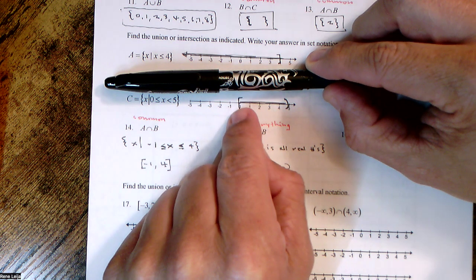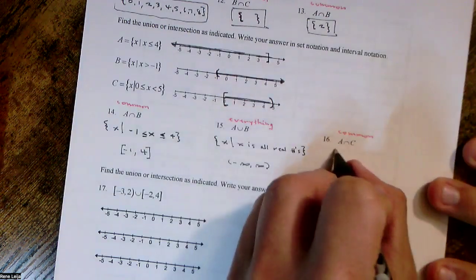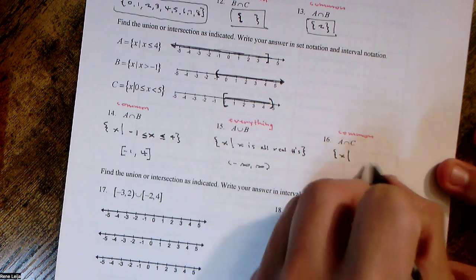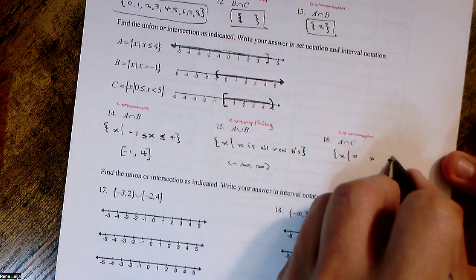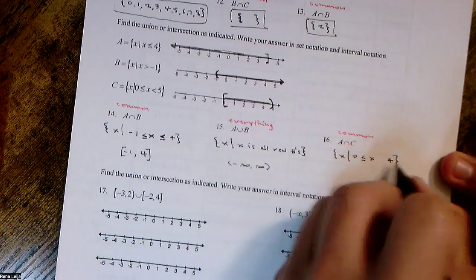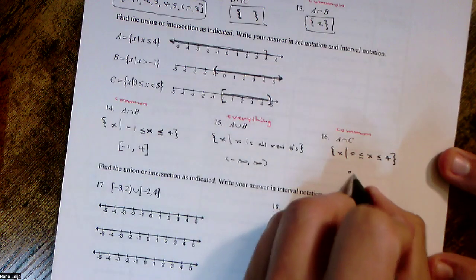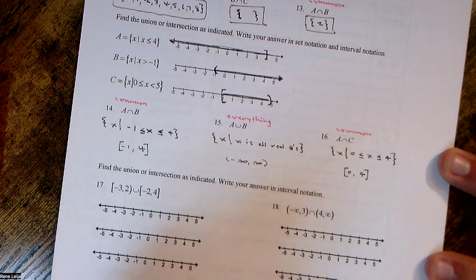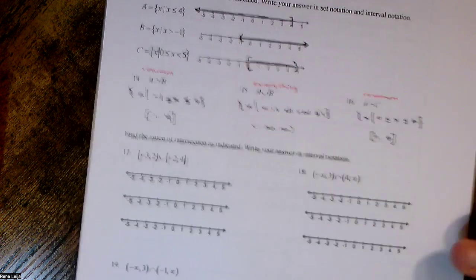So at 0, we have a bracket, and at 4, we have a bracket. So the set of all x such that, and then we're going to start at 0. Here's our x, and then we're going to go to 4. And since we have brackets, that means that they're both going to have less than or equal to's. So our interval notation is going to go from 0 to 4, but because we have the equal to, we use those brackets. Okay, that's how that works.